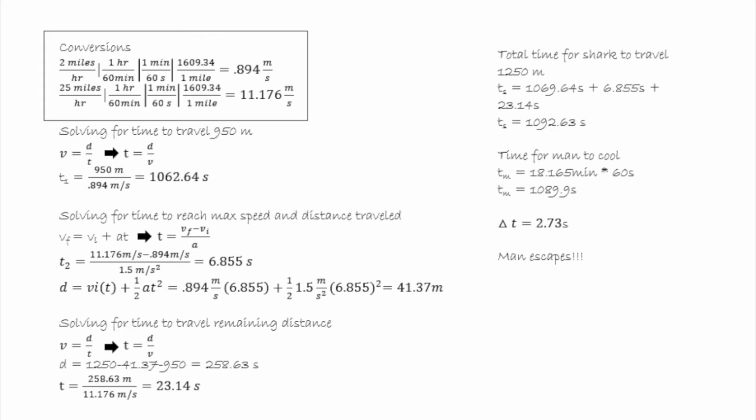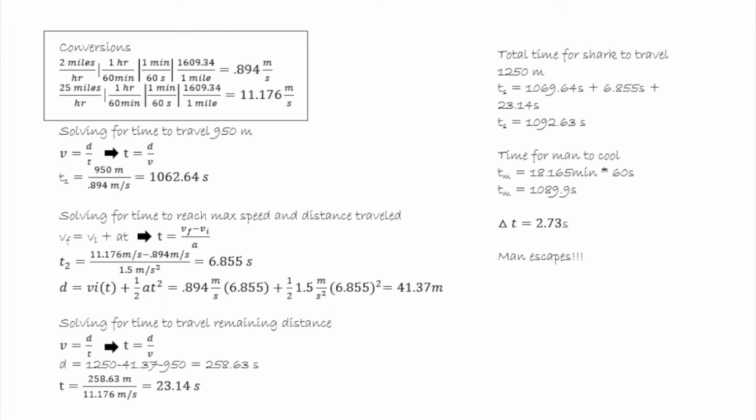Unlikely. Boatway sharks have a cruising speed of 2 miles per hour and a top speed of 25 miles per hour, which they accelerate to at 1.5 meters per second squared. The shark starts 1,250 meters away and notices its prey at 300 meters away. Using kinematic equations, we can determine if the man will cool in time to escape the shark. For ease of calculations, we convert miles per hour to meters per second.